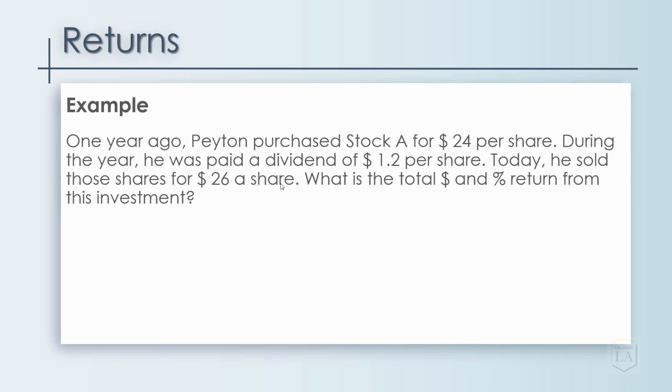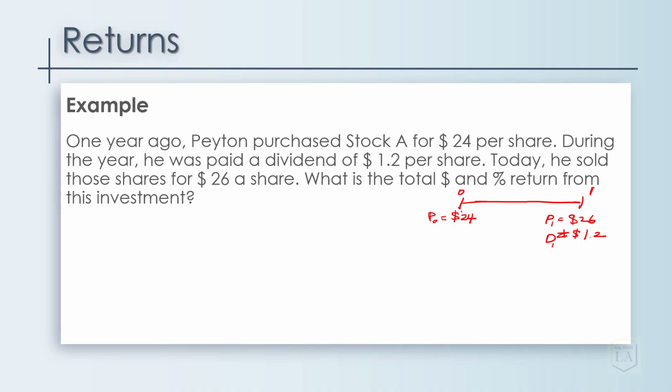Here, if you see this kind of problem and you're confused, try to draw a timeline. According to the timeline, at the beginning you purchased the stock at $24. And then in the end, in year 1, it was sold at 26. And during the time period, you were able to collect 1.2 as your dividend. So P sub 1 is 26, D sub 1 is 1.2, and your P sub 0 is 24.